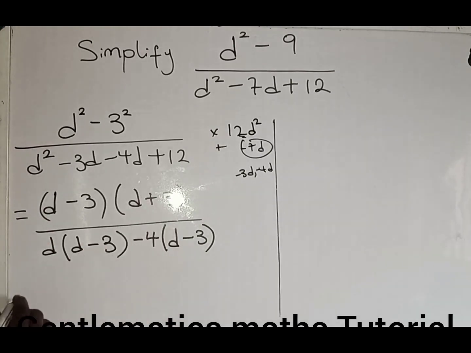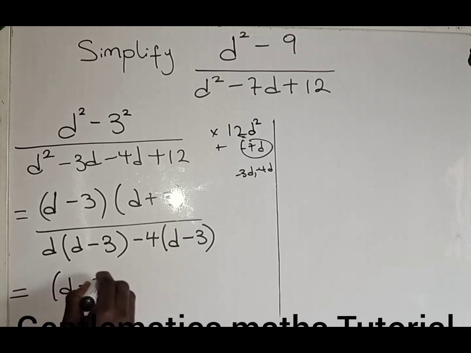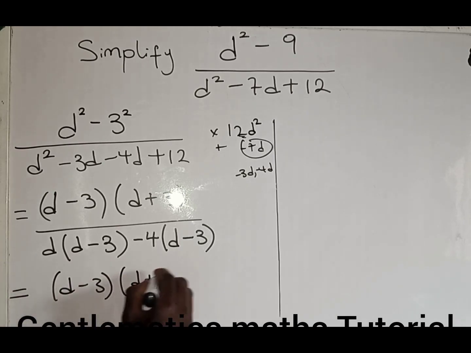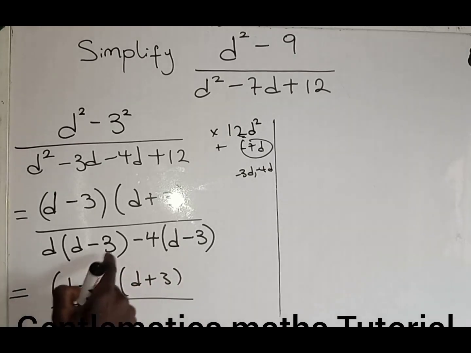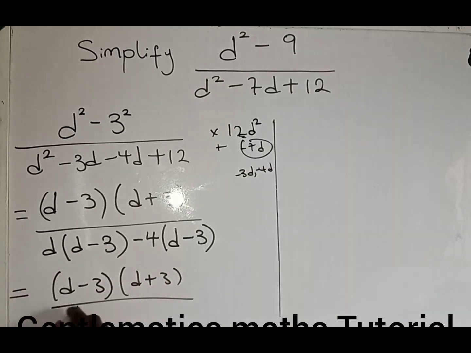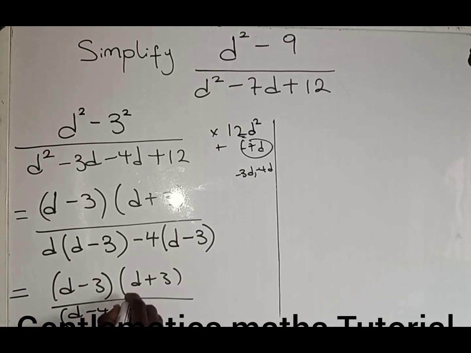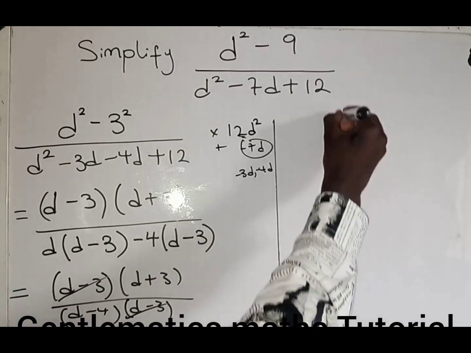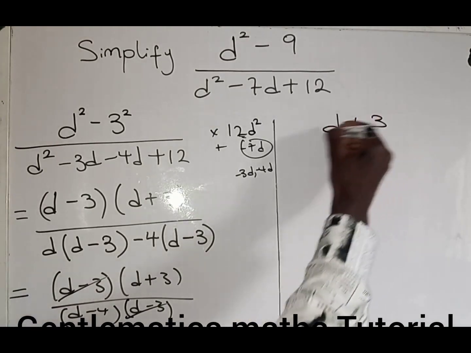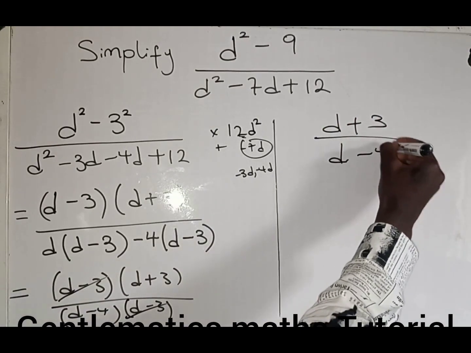So we continue now. This is equal to (d − 3)(d + 3) all over, I pick what I have outside, (d − 4), and since these two are common, you pick one of them, (d − 3). We'll factorize now. Something can actually cancel out. These two can cancel out because they are like terms. So now we are left with (d + 3) all over (d − 4).